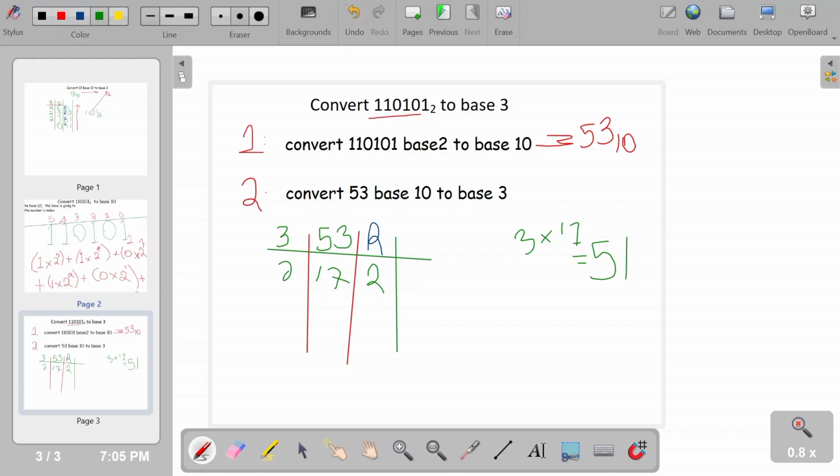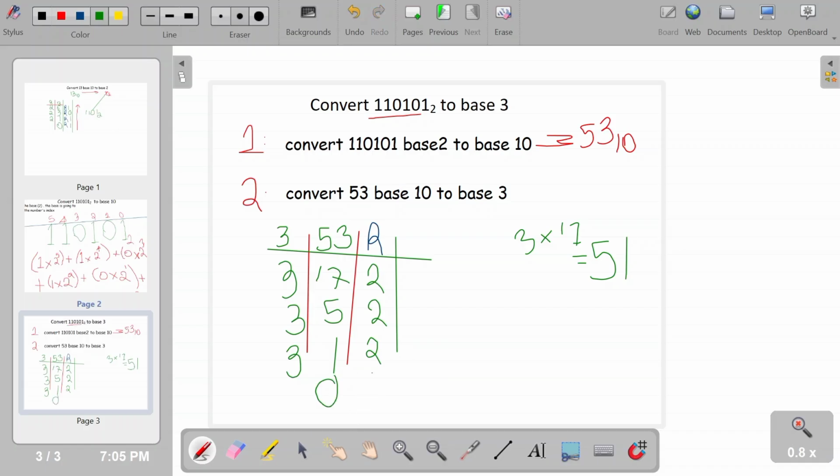So our next 3 again. 3 in 17 is going to be 5, remainder 2 again. 3 in 5 is going to be 1, remainder 2 again. And then 3 once again in 1 is going to be 0, then we'll have 1 here.